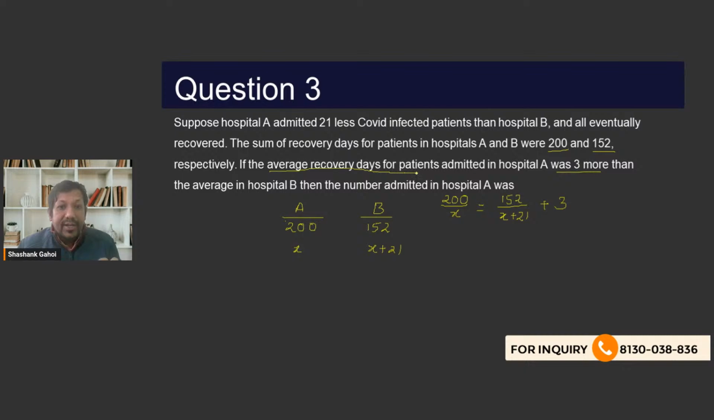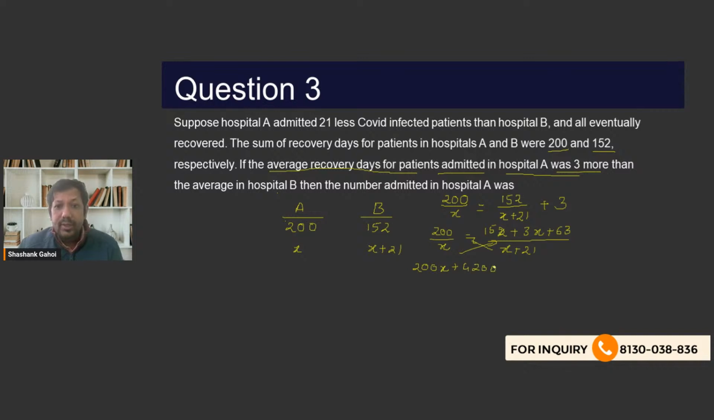The average recovery days for patients admitted in hospital A was 3 more than average in hospital B, the number of patients admitted in hospital A. That's what the question is talking about. So what we can do, I am going to say that it is 200 upon X, that is equal to 150, 2 plus 3x plus 63 upon x plus 21. Right, now I'm simply going to cross multiply. So what I'm going to get is 200x plus 4200.